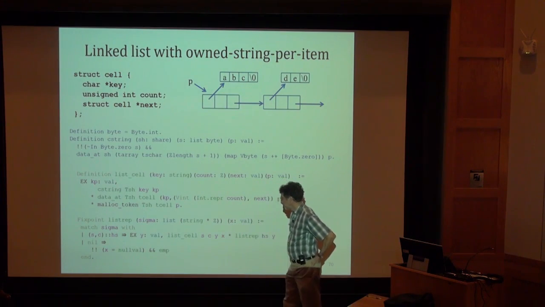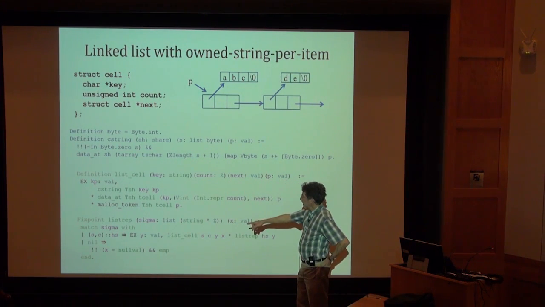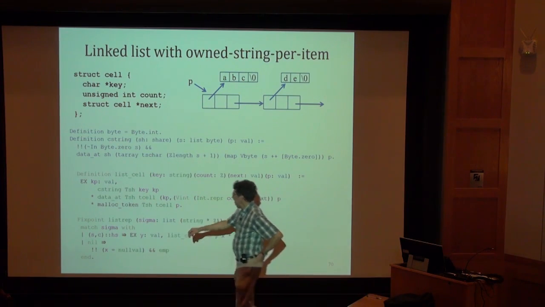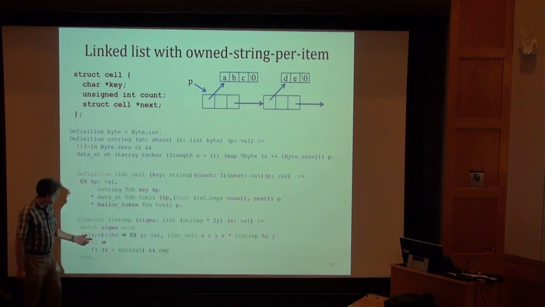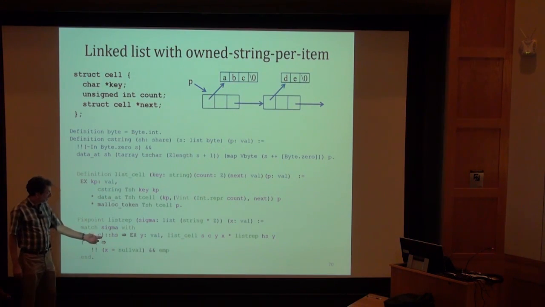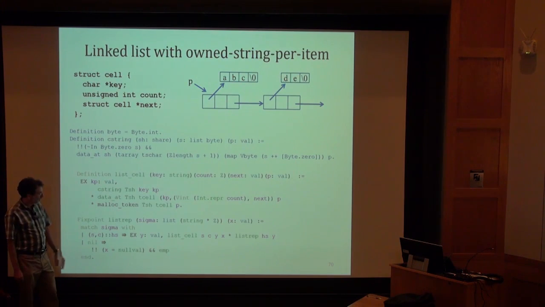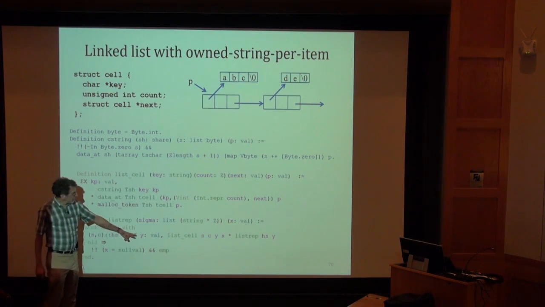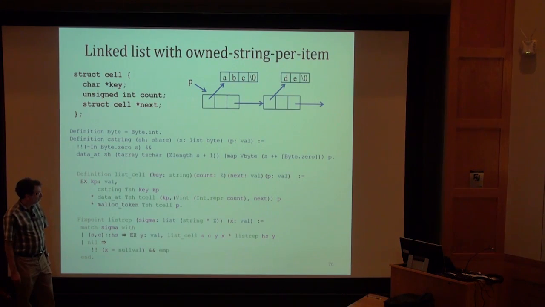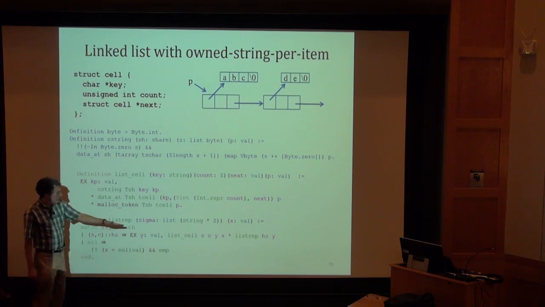And so that's just, well, if sigma is not null, then it's got a key S and a count C cons with the rest of the values being represented. And there exists a tail pointer Y such that X is a list cell containing S, C, and Y, separated from the rest of the list rep. So look at this pattern.